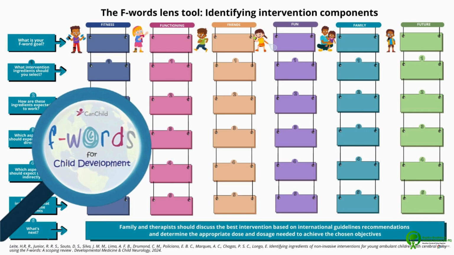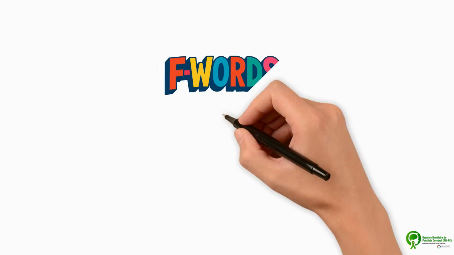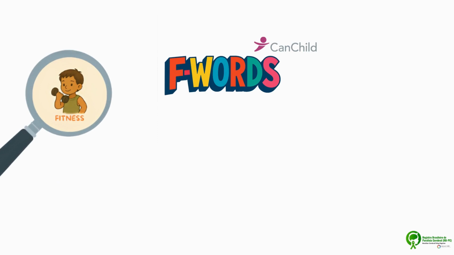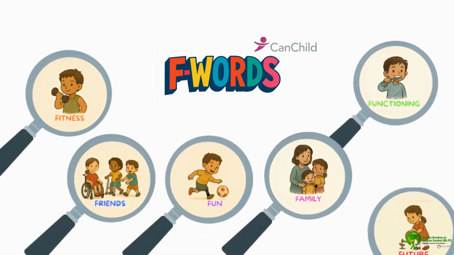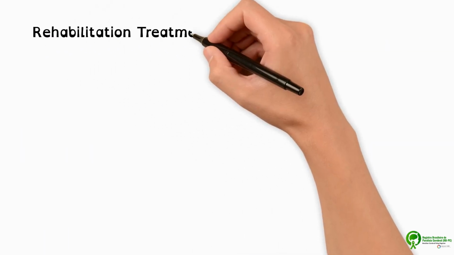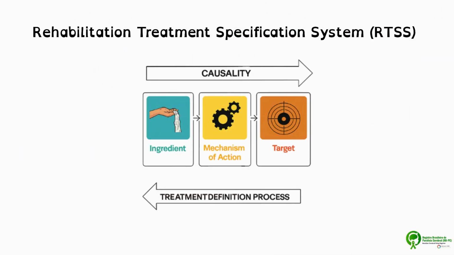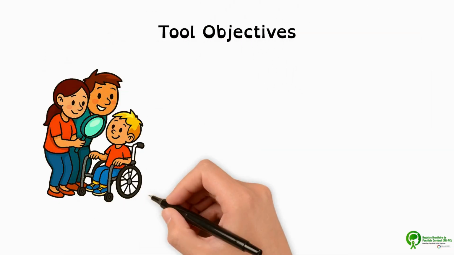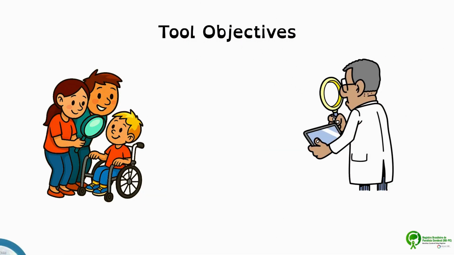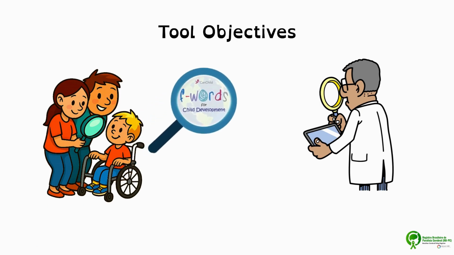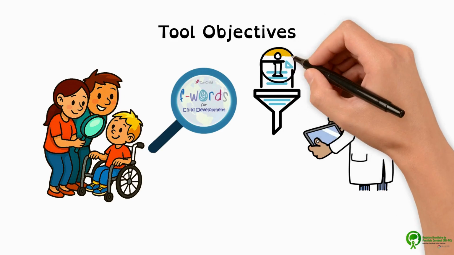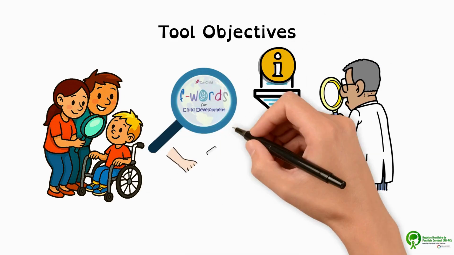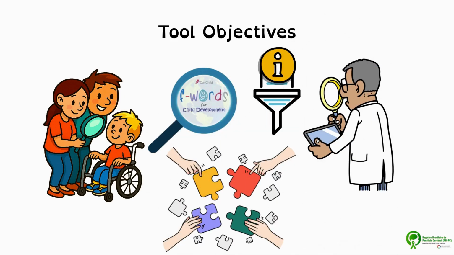The tool was inspired by two models: the F-words, such as fitness, functioning, friends, fun, family, and future; and the RTSS, a system that helps identify the components of each therapy. The goals of the tool are to help families and professionals see beyond the pretty names of therapies, to help discover the ingredients that make a difference in the child's or adolescent's daily life, and most importantly, everything is done together with the family. Shall we get to know the tool?